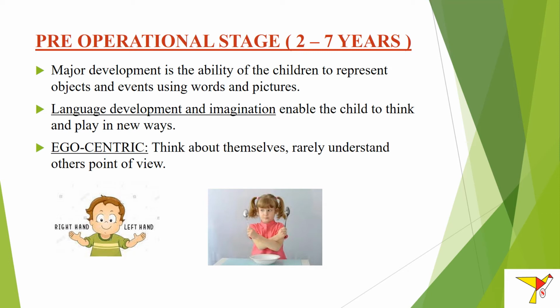They rarely understand things from others' point of view. For example, a child can identify his left and right hand, but if you ask him to cross his hands and ask which is his right hand and which is his left hand now, the child will be confused. This clearly shows that they rarely understand others' point of view.